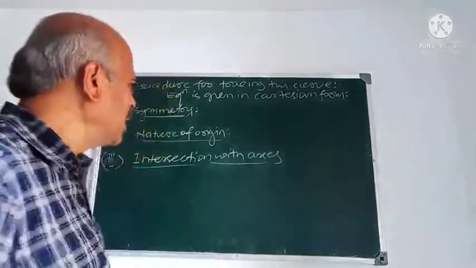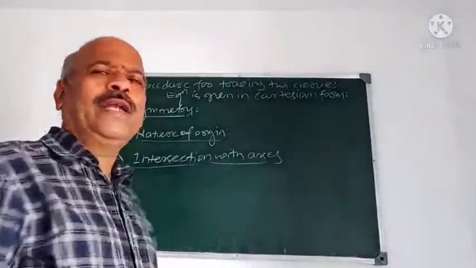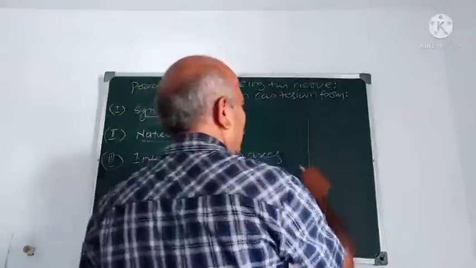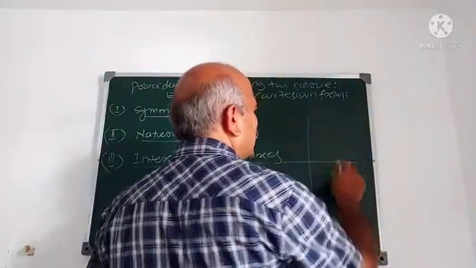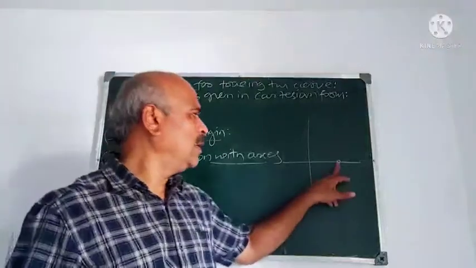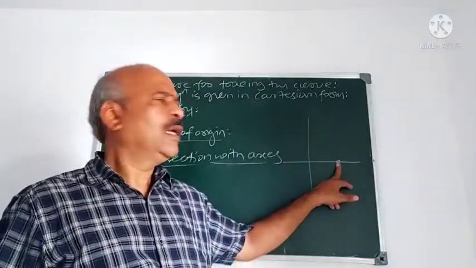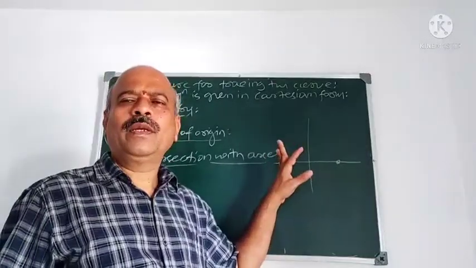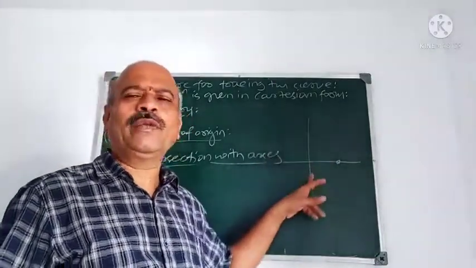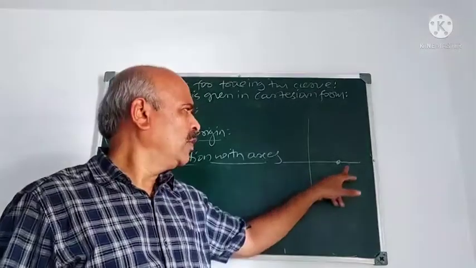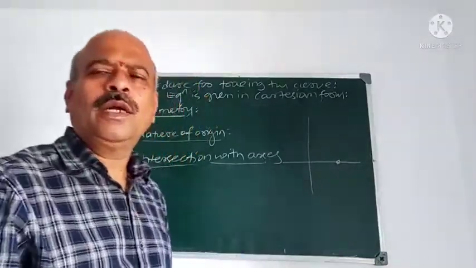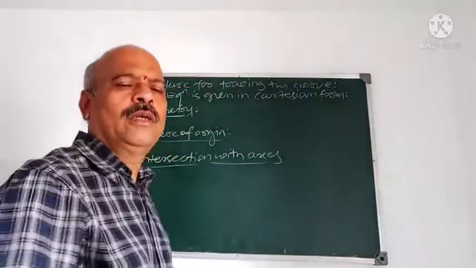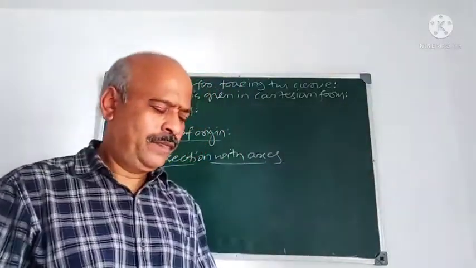Next is intersection with the axis. You have to find out the point of intersection of the curve and the x-axis. How to find out? First substitute y equal to 0. Then you will get the point where it crosses the x-axis. Take x equal to 0, because on the y-axis x is 0. If you take x equal to 0, you will get the point where it crosses the y-axis. You will get the points of intersection of the curve and the coordinate axes. That gives a lot of idea about the shape of the curve.